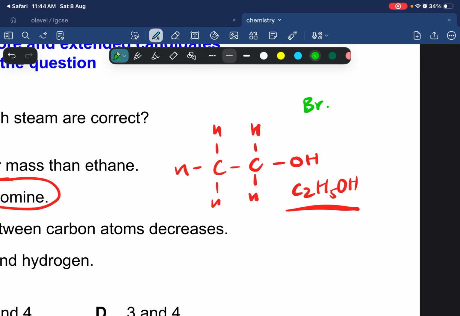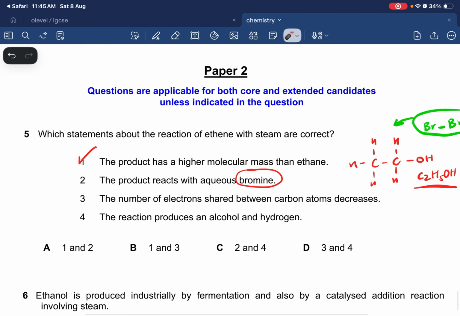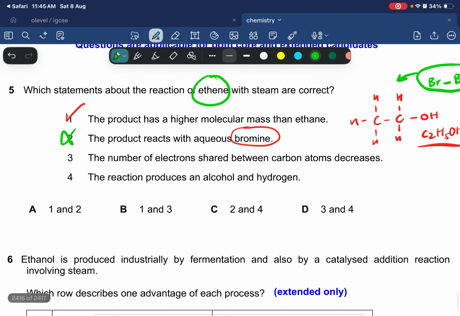Bromine is Br single bonded to a Br. Well, it can't be added into ethanol. There can't be an addition reaction. Well, there can be a substitution reaction where a hydrogen is replaced by bromine, but that's not in your syllabus. So the product reacts with aqueous bromine, no. If it was an alkene, the ethene, which is the reactant, would react with aqueous bromine, but the product would not.